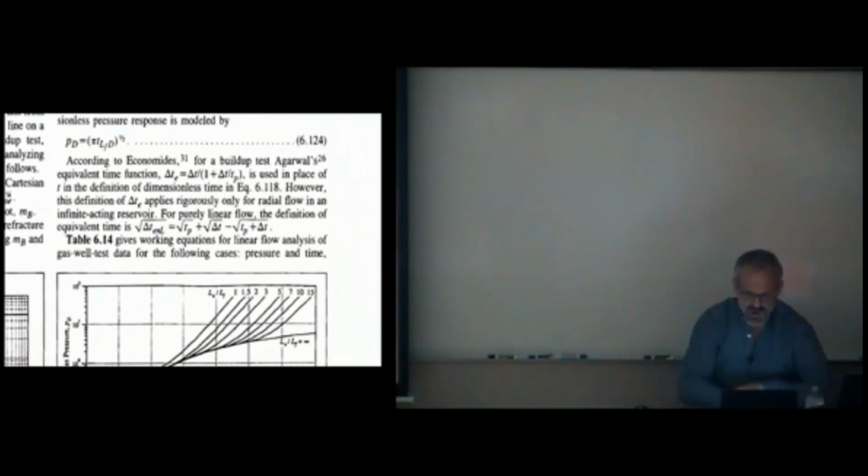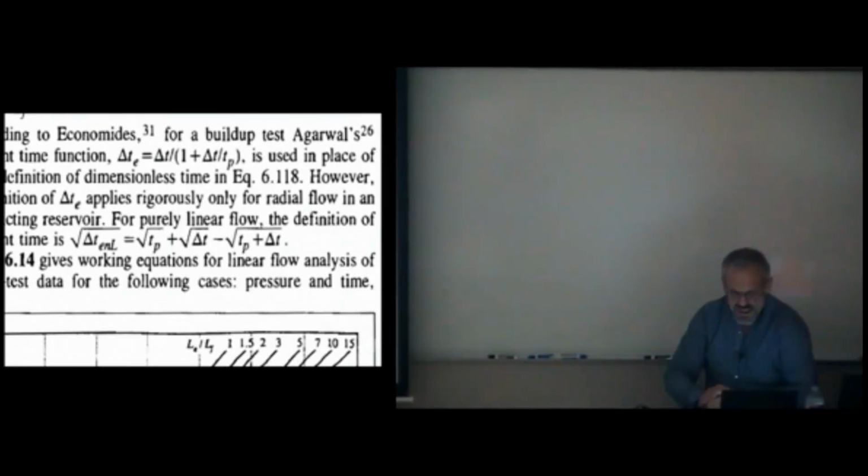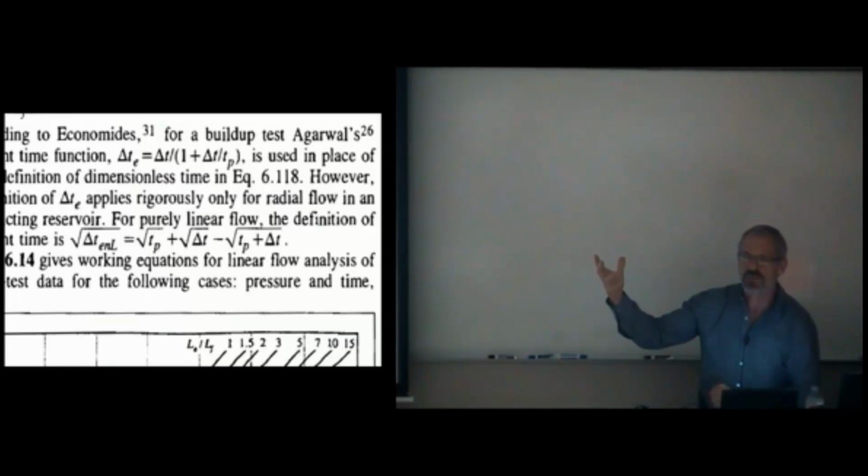According to Economides, for a build-up test, Agarwal's equivalent function, delta TE, which is the one that we have with the numerator and denominator, is used in place of T for the definition of dimensionless time. However, this definition of delta T applies rigorously only for radial flow in an infinite acting reservoir. For pure linear flow, the definition of equivalent time, delta T equivalent, linear is T sub C, we got square roots.